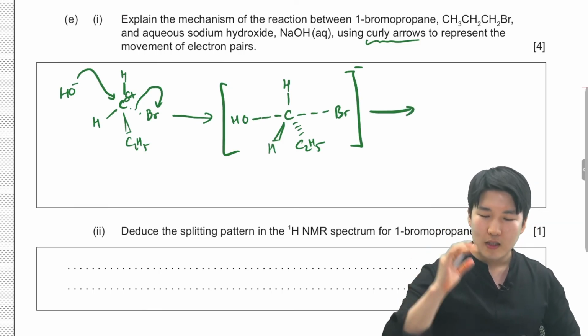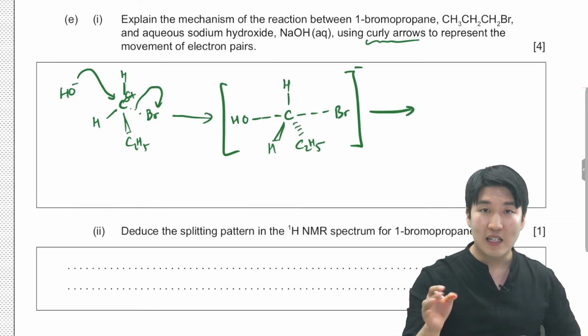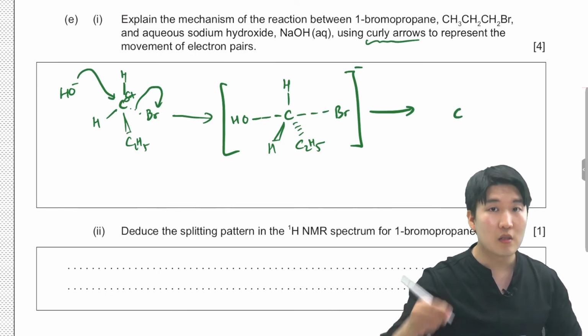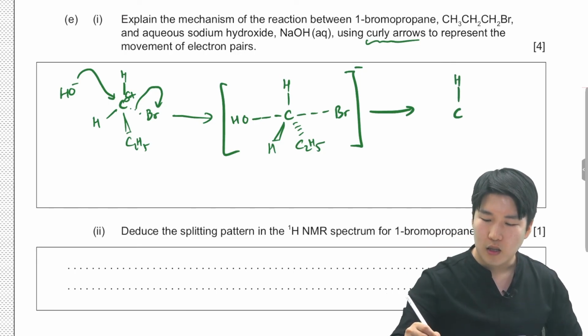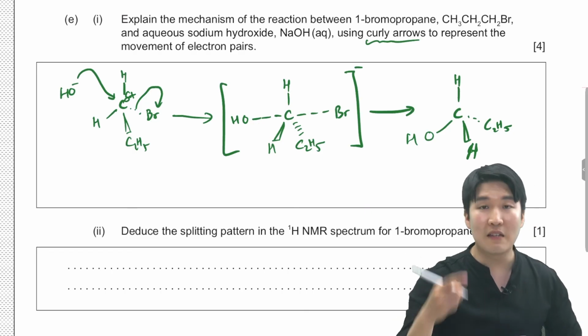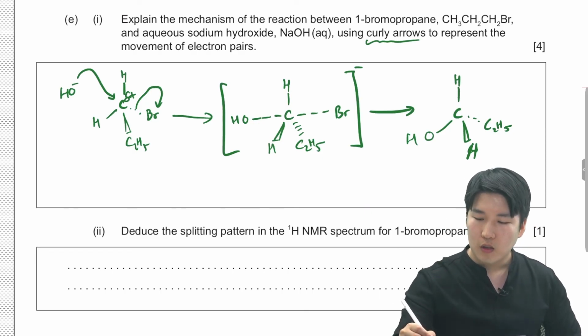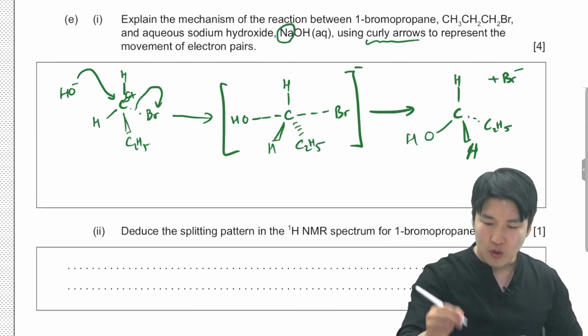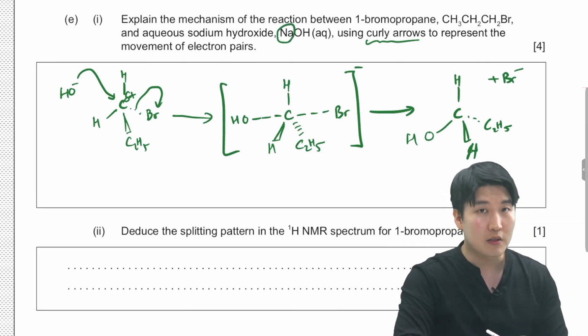Now, once the breakage of the C-Br bond is complete and the formation of the C-OH bond is complete, we will have our final alcohol product. That looks like this. Please note how we have an inversion of configuration, as well as the bromide ion that has left. And it will probably bond with the spectator ion, sodium plus, around it.